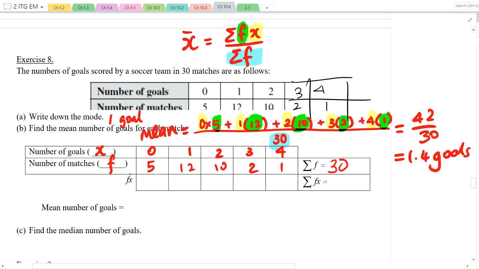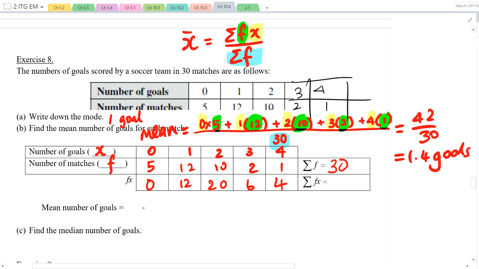Now at the bottom, look at this, fx. What do you think fx refers to? Yeah, f multiplied by x, isn't it? Can we do that? F multiplied by x. 0 times 5, what do we get? 0. Over here, what do we get? Okay, so on and so forth. 12 and 10, 20, 6 and 4. Have you seen this working yet? Have you seen this working earlier on? F times x? Yes, right?